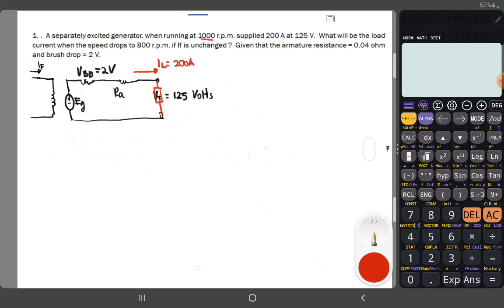Now the question is, what will be the load current when the speed drops to 800 RPM? So what do you think, right? Will the load current increase, or will the load current decrease? Now let's find out as we solve this problem. Now we have 125 volts. So in the problem, it did not change the load statement. So this is still the same load that you would solve at 800 RPM.